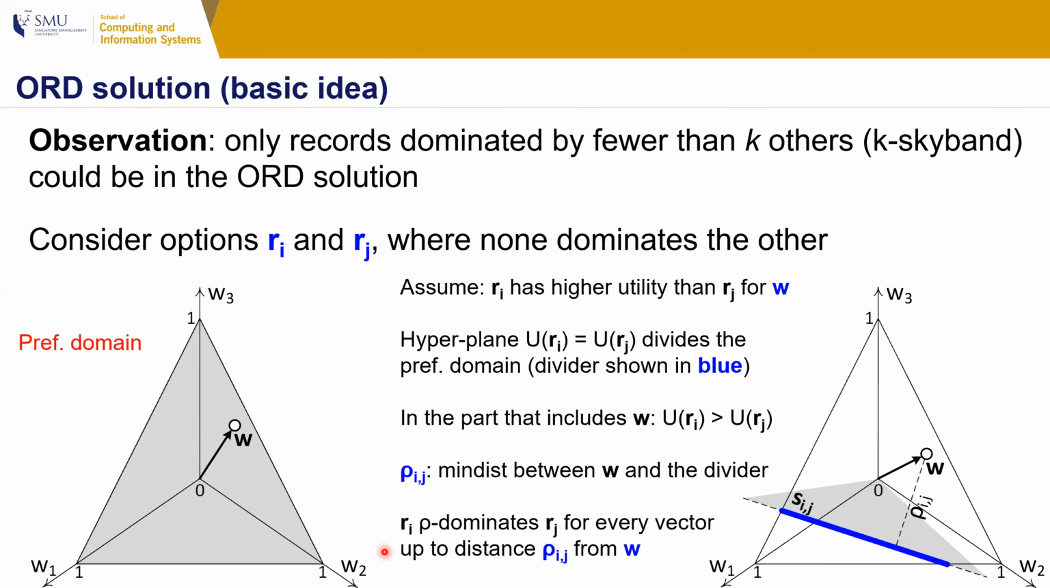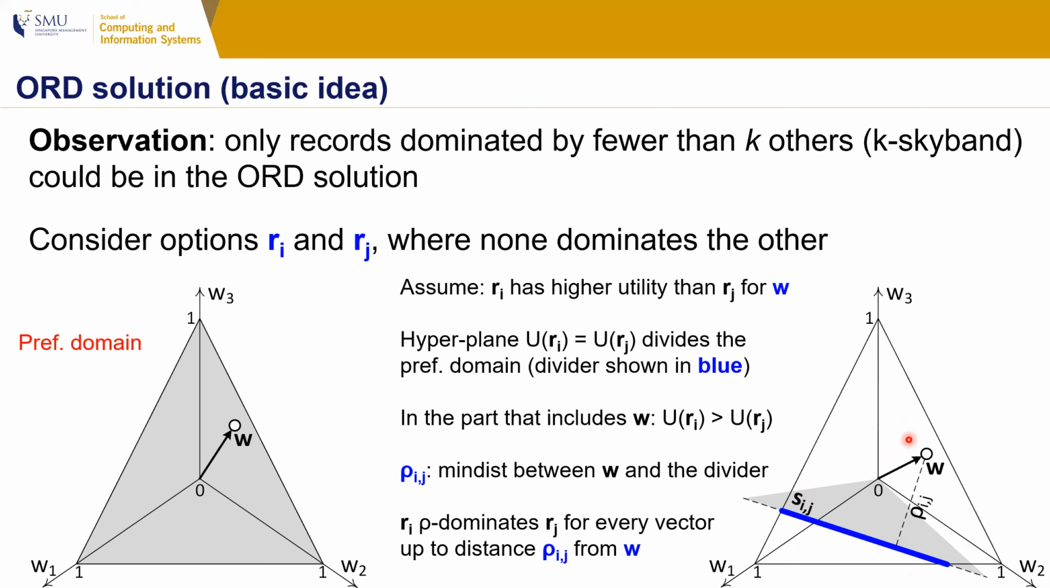that Ri is going to rho-dominate Rj for any vector that is within this distance rho ij from the seed vector. You can see this visually here. If you take this minimum distance, and since in this entire part Ri scores higher than Rj, then for a hypersphere centered at W with this radius rho ij, Ri is going to rho-dominate Rj. Of course, the hypersphere in this situation, since we're talking about a triangular preference domain, is actually a circle. It's not a sphere, it's a circle, but in the general case, we're talking about a hypersphere.